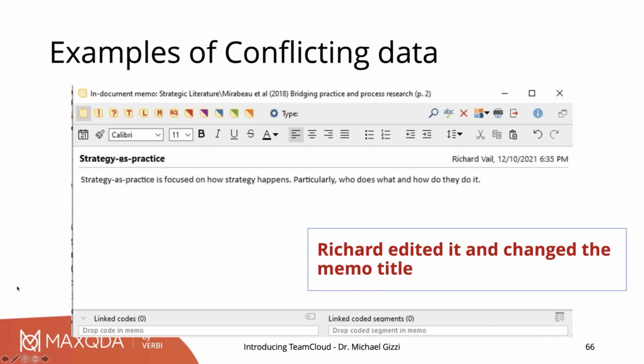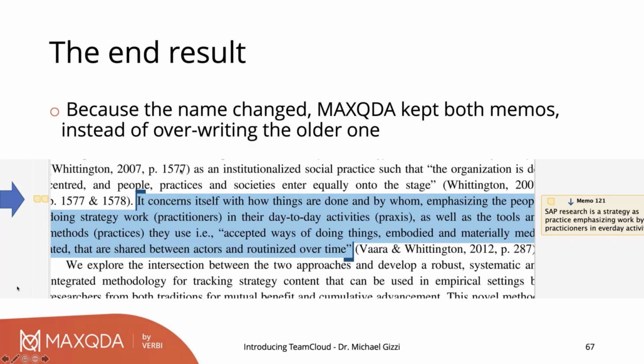If Richard had left the memo name alone, then the most recent change, which was done by Richard based on the date, would be what got saved, and the older one would get deleted or overwritten. But because the name has changed, MAXQDA has kept both memos. So let me show you this.